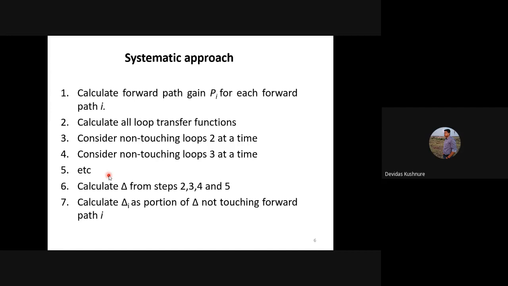If you don't have non-touching loops, then we stop the process there, after calculating the individual loops, and follow the next step. It is not necessary that every problem will have two non-touching and three non-touching loops. So accordingly, we take steps 3 and 4 only if we have non-touching loops in the signal flow graph. Then after that we have to calculate delta. Once we have these parts, we can get delta from steps 1, 2, 3, 4, 5, and so on.